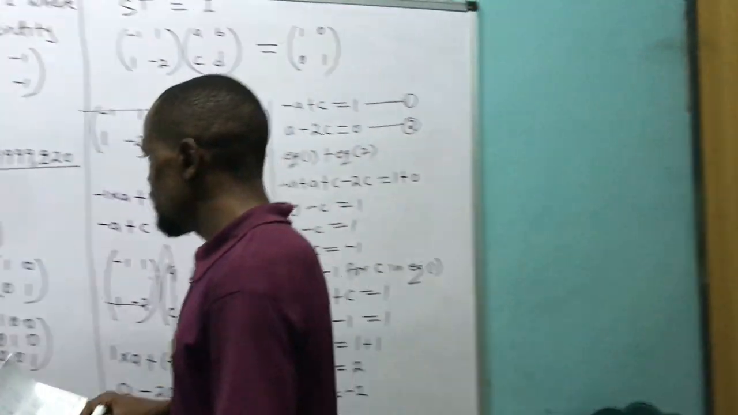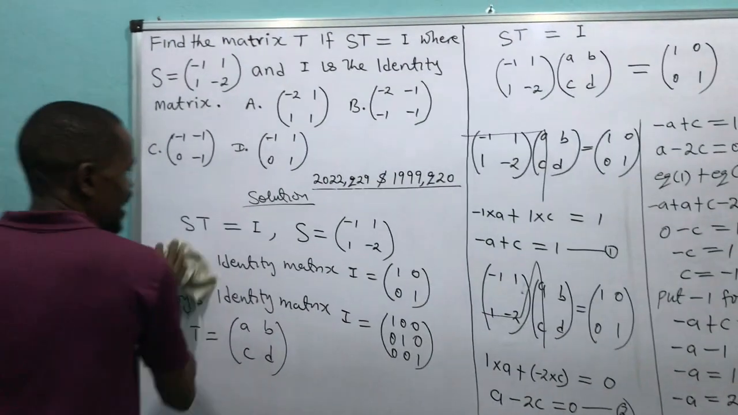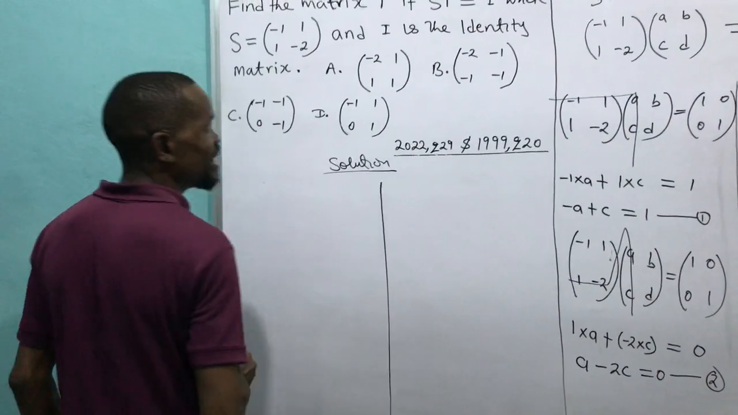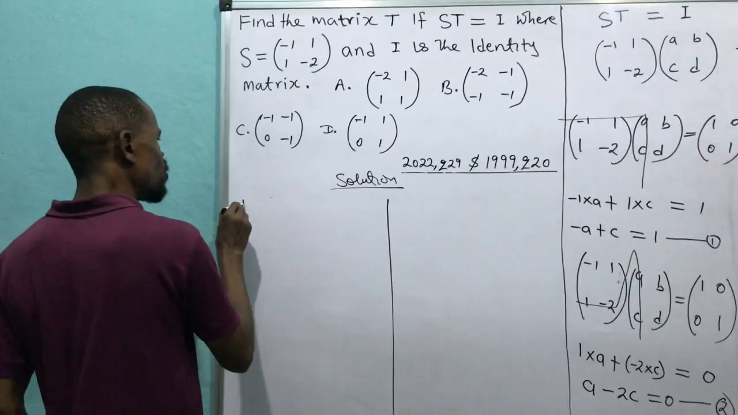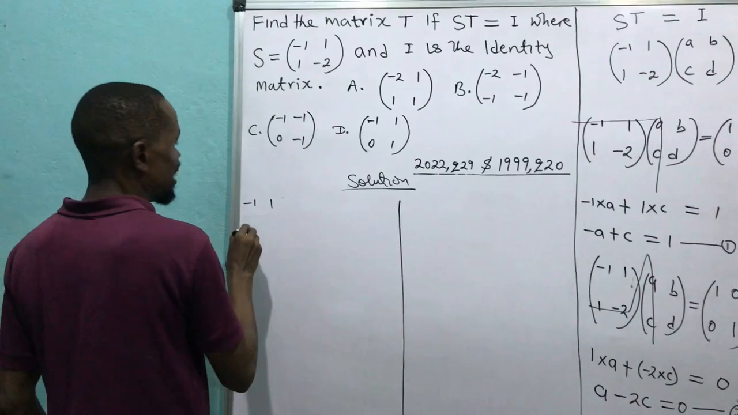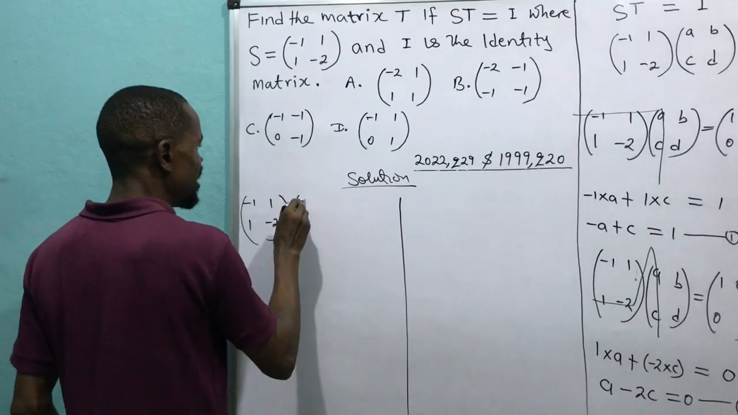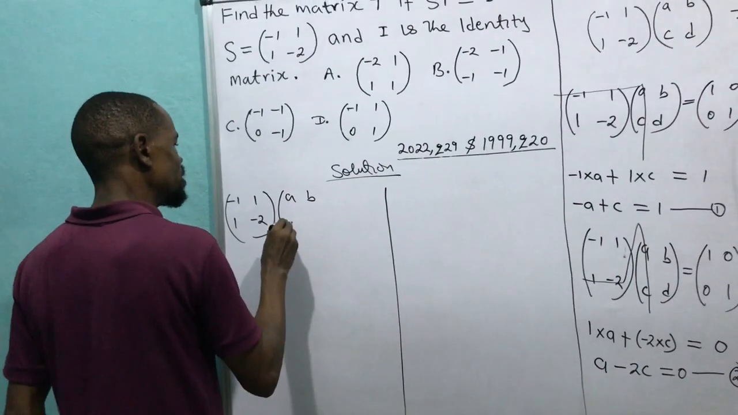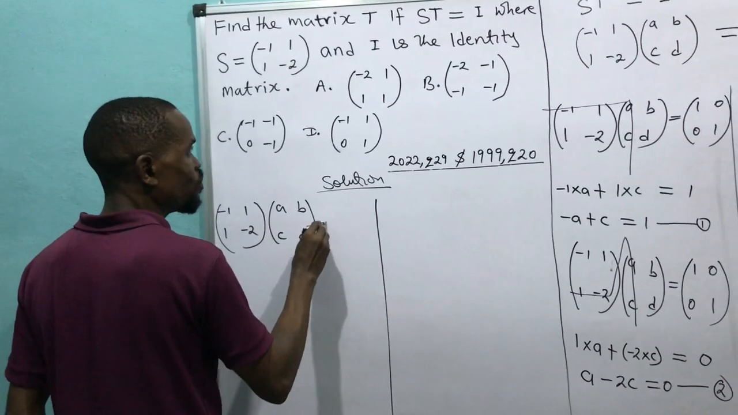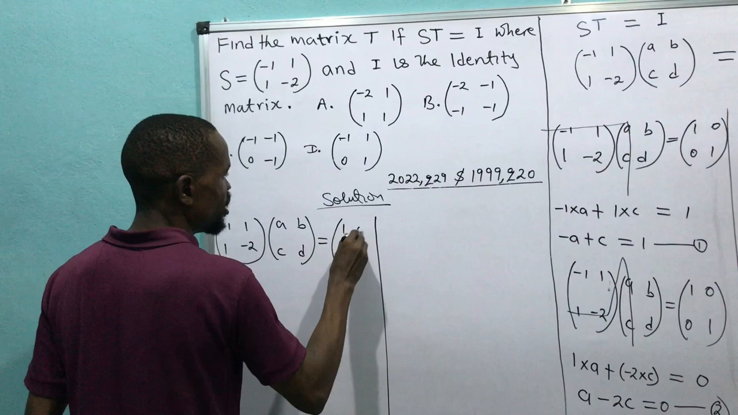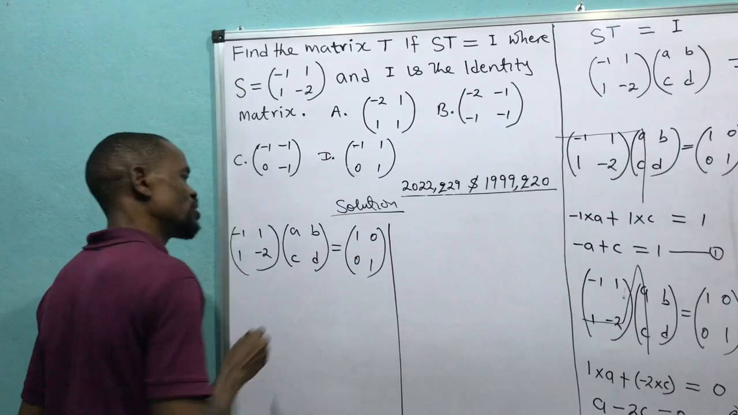Therefore, let's go for the next one. Adding this into equation 2 as well again, I will say that the matrix minus 1, 1, 1, minus 2 multiplied by the matrix A, B, C, D is equal to the matrix 1, 0, 0, 1. Do you get what I'm saying now?